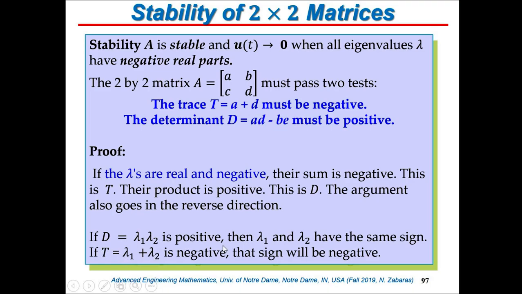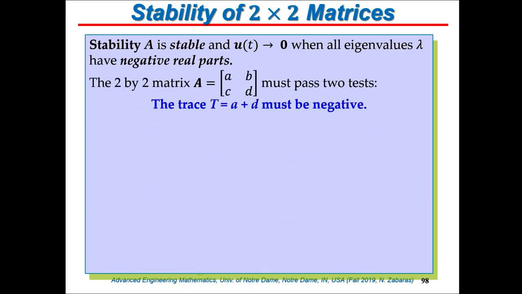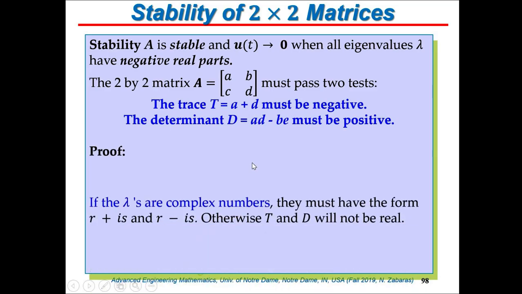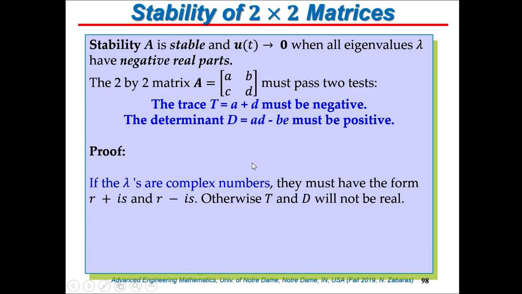If t is negative, there is no other option than for lambda 1 and lambda 2 to be negative. And that's the proof for this case when the lambdas are real and negative. Now, we also have the case when the lambdas are complex numbers. So if the lambdas are complex numbers, you can still show the validity of these two statements, that for the real part of the lambdas to be negative, the trace needs to be negative and the determinant needs to be positive. And actually, again, the proof is very easy.